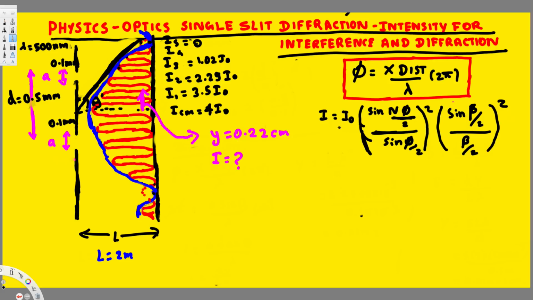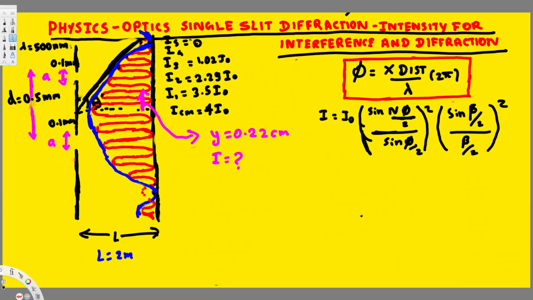Now to calculate this intensity anywhere, we have to use this equation, I is equal to I naught times sine phi over 2 and these things, right? So let's write the intensity at any location as I. I naught is basically the intensity of a single beam, and that is multiplied by sine. Here phi is the phase angle of the interference pattern and beta is the phase angle of the diffraction pattern. And for the phase angle we use this equation, right?